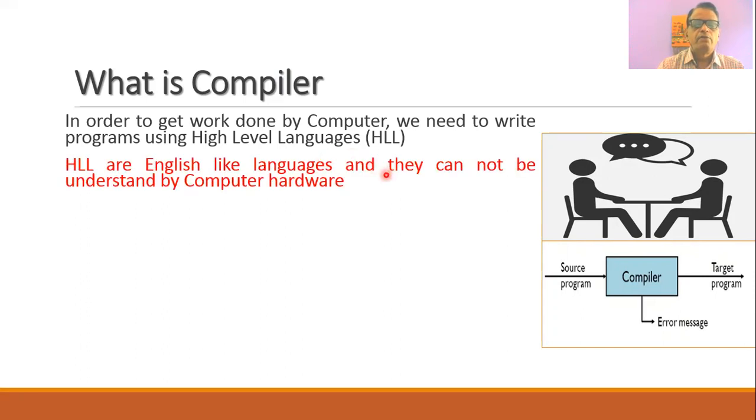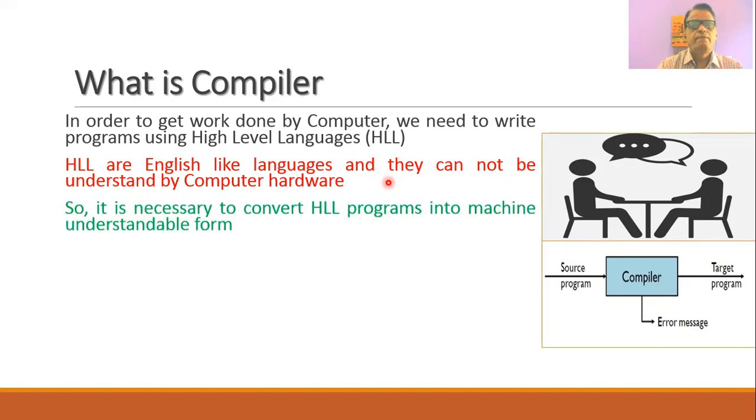But we know that the high level languages like C, C++, Java, all of these languages are English like languages. And computer is a digital machine which does not understand these English like languages. And therefore, it is necessary to convert these high level language programs into a code that can be understood by the digital machine. So it is very necessary to convert the high level language programs into the machine understandable form so that the computer can perform the job as per the instructions written in the program.